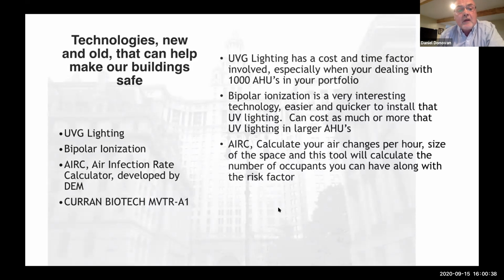The air infection rate calculator. So this is a calculator that, if you get your air changes from your space, you measure the cubic feet of the space, and that'll tell you safely how many occupants you can have in that area.